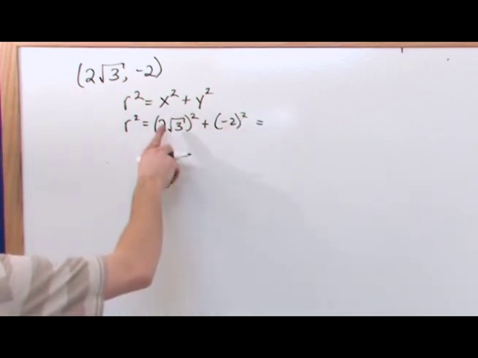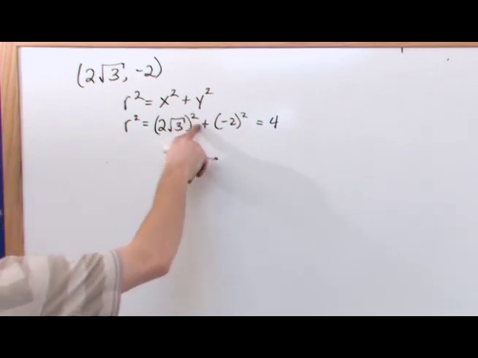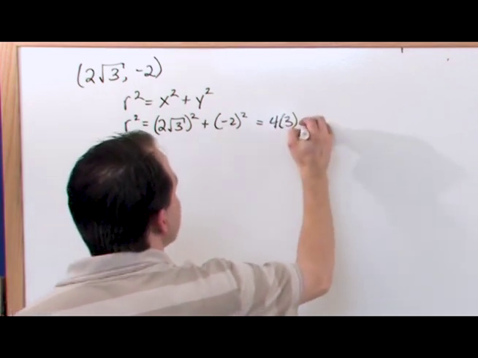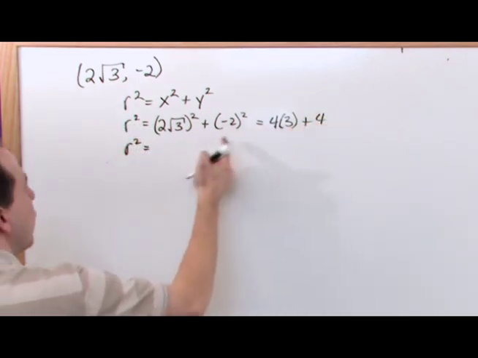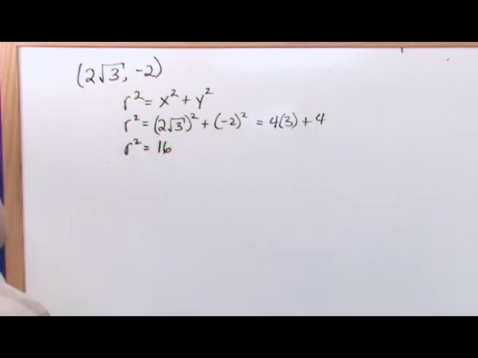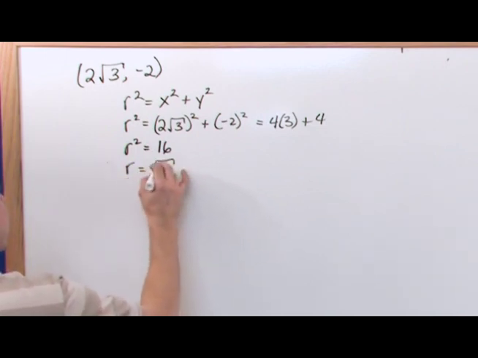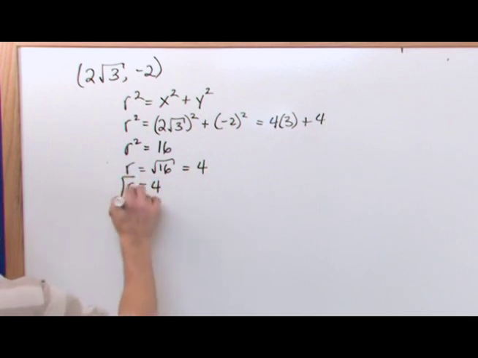Now what do I have in here? The 2 squared is going to give me 4, and the square root of 3 squared is just going to give me 3. Okay? And negative 2 squared is just going to give me positive 4. So r squared is equal to 12 plus 4, which is going to give me 16. And then to actually find what r is, which is what I'm going to need, I just take the square root of 16, which is 4. So r is equal to 4. So I'm halfway home.